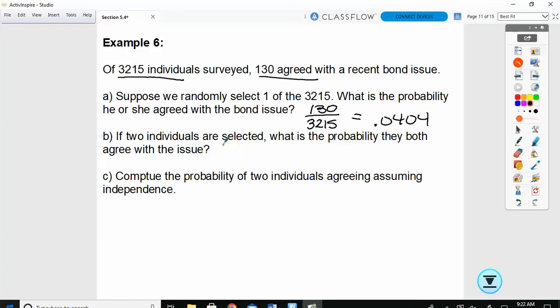Okay, if two people are selected, so the first one agreeing, that's 130 out of 3,215. But if I've already talked to one person, you have to take out that first person who agreed, so now we only have 129 other people that agree. We have one less total person to talk to. So we get 0.0016.